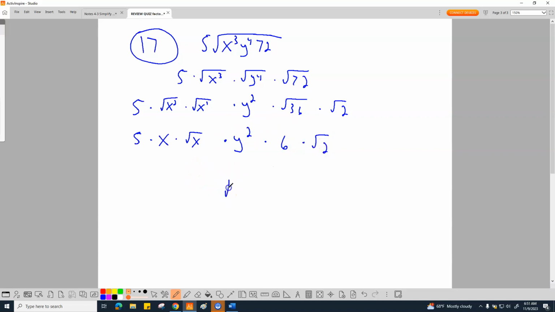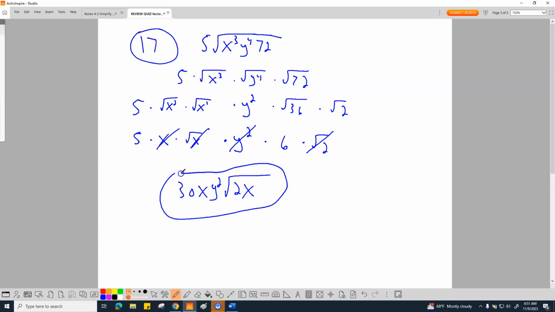So now, let's put this all together. Do I have anything in a house? Yes, I have a 2. Got that. I have an x. Got that. Anything outside the house? Yes, I have an x outside the house. I got a y squared. Actually, let's put the y squared first. I got a y squared outside the house. I got an x outside of it. And now I have a 6 times 5. I have a 30 outside of it.